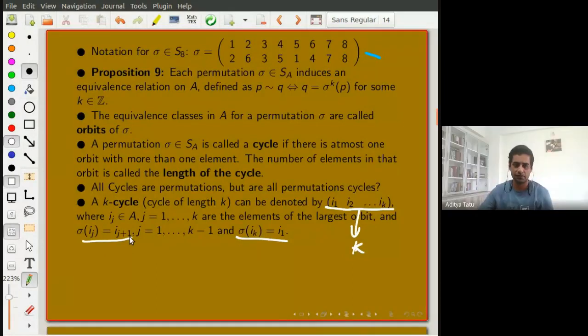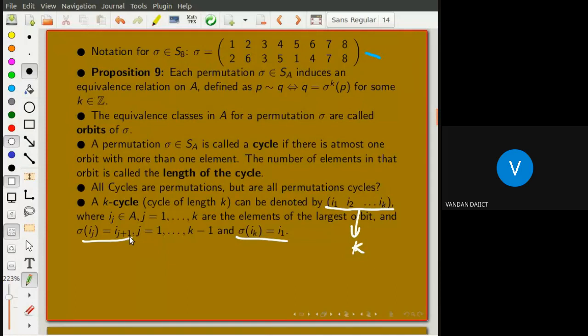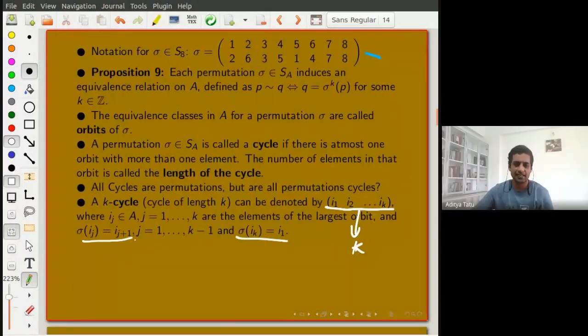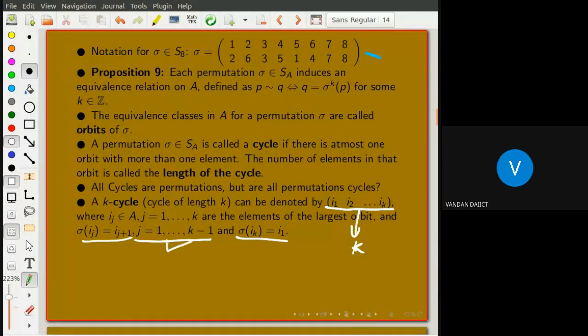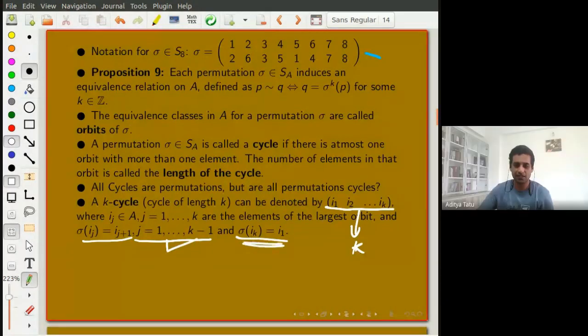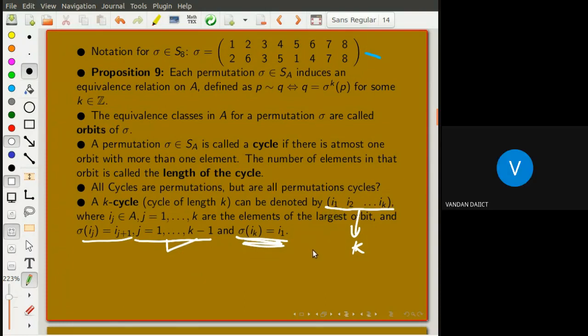Yes, sir. There, I of j plus 1 mod k should be there because it will not work for sigma of k. No, but j takes values only from 1 to k minus 1, right? Yes, sir. But for ik, we have to define it the other way. Yeah, so that is why I wrote this separately. The problem with modulo is you will get 0, and I don't have I0 here. Oh, yes, sir. Okay.